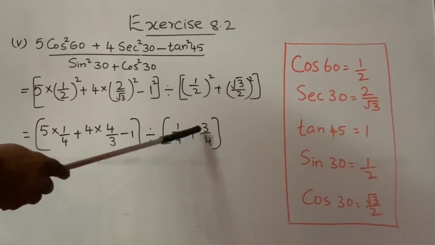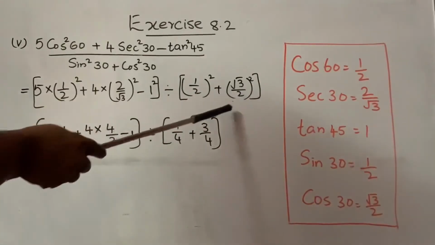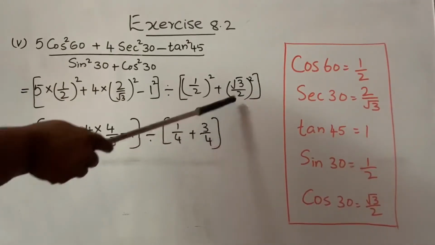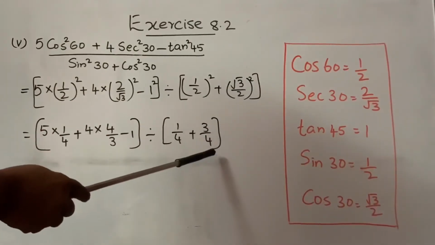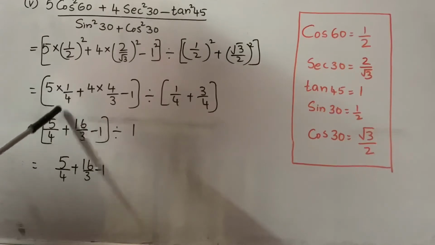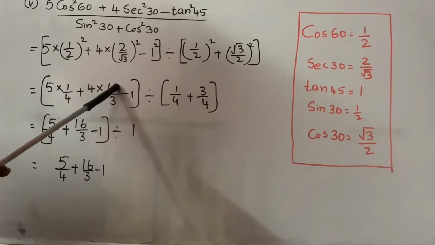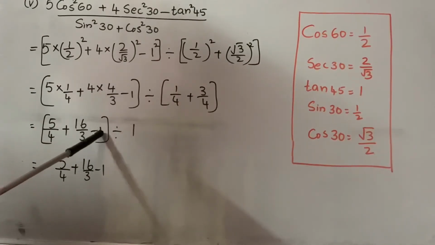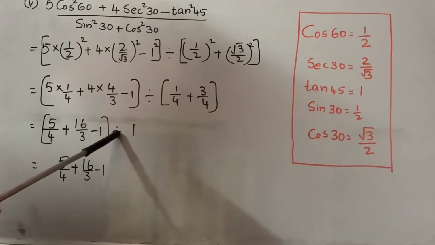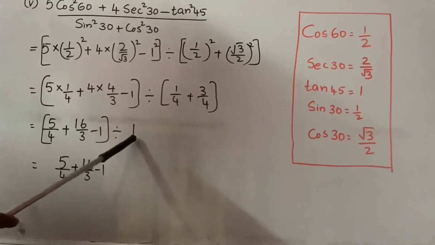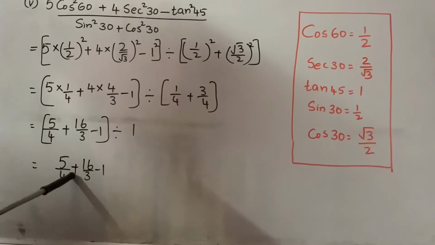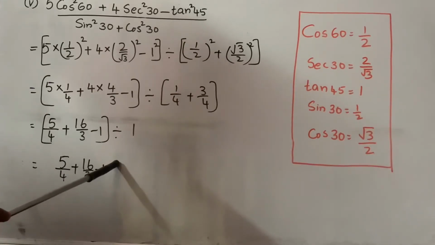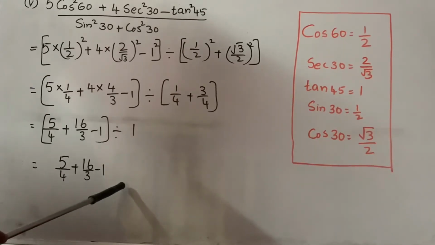Minus 1 square divided by 1 by 2 square is 1 by 4, plus root 3 by 2 square. Root 3 square is 3, 2 square is 4, that is 3 by 4. That means 5 into 1 by 4, 5 by 4, plus 16, 4 4s are 16, by 3, minus 1, divided by 1 by 4 plus 3 by 4 is 1. That is 5 by 4 plus 16 by 3 minus 1. Then find the LCM of this expression. Simplify. Then you will get the answer.